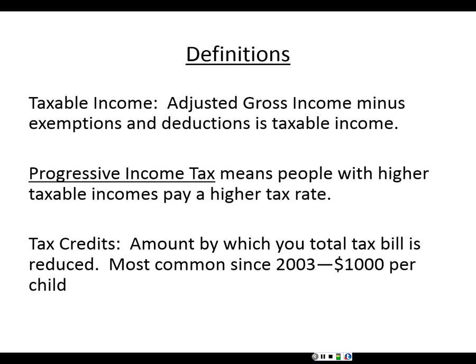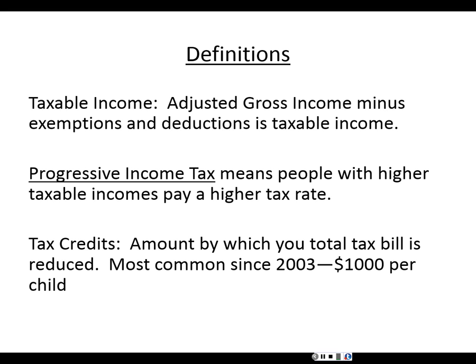And then we're going to talk a little bit later about a tax credit. Tax credit comes straight off of your tax bill. The most common tax credit is a child tax credit, which is $1,000 off your tax bill per child that you have as a dependent. There have been other tax credits since 2003. There used to be one for helping the Katrina survivors. If you housed a Katrina evacuee, you got a tax credit for that. I think that's gone now.